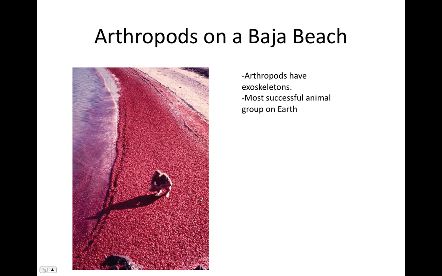And an arthropod is an invertebrate animal that has a segmented body and an exoskeleton. So arthropods include crustaceans like shrimp, crabs, lobsters. They include insects, arachnids, and so forth. And there are so many arthropods on the planet that they are the most successful group of animals on the planet. There are so many insects, and crustaceans, and spiders.